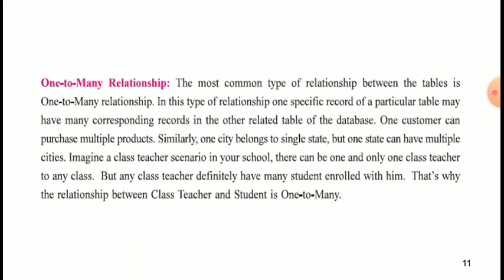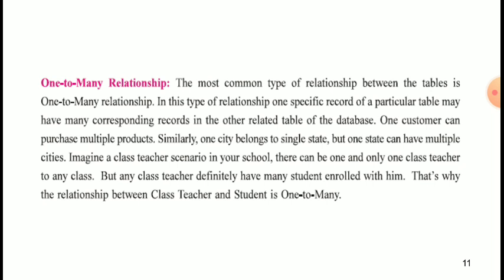In this type of relationship, one specific record of a particular table may have many corresponding records in the other related tables of the database. One customer can purchase multiple products. Similarly, one city belongs to a single state, but one state can have multiple cities.